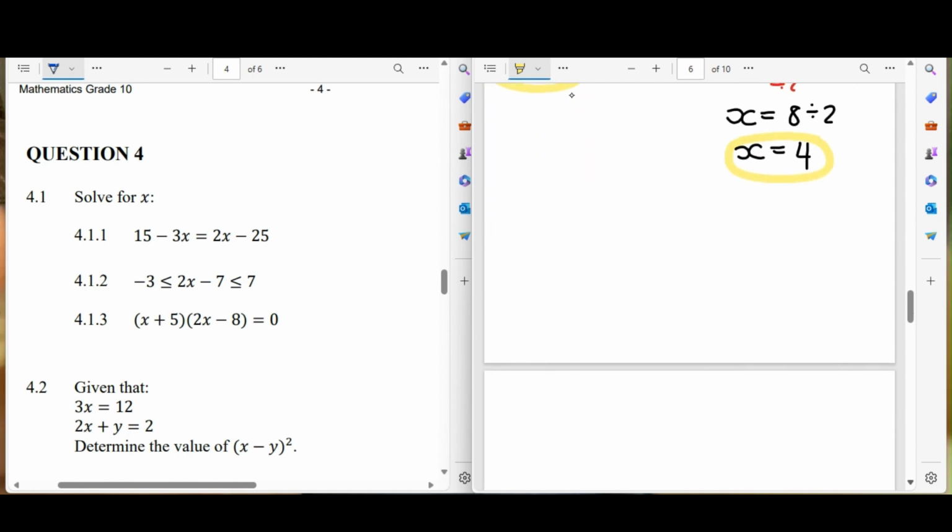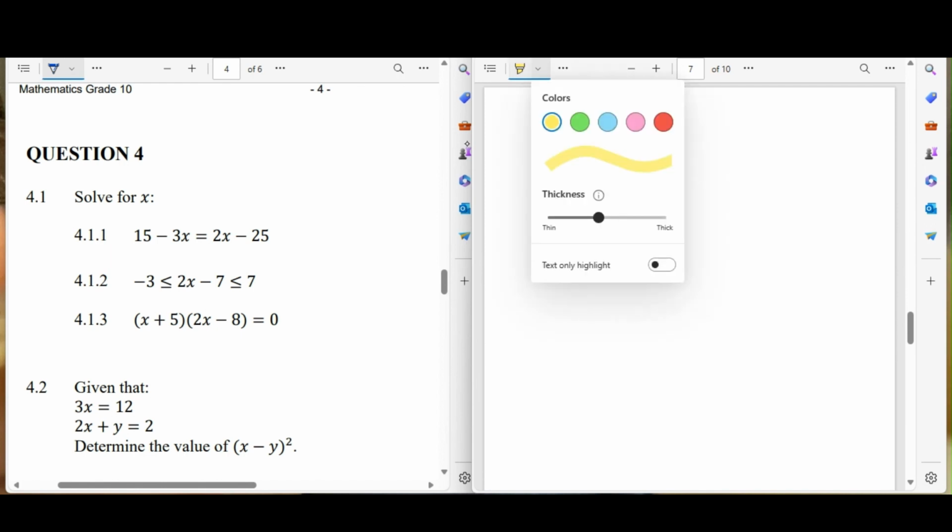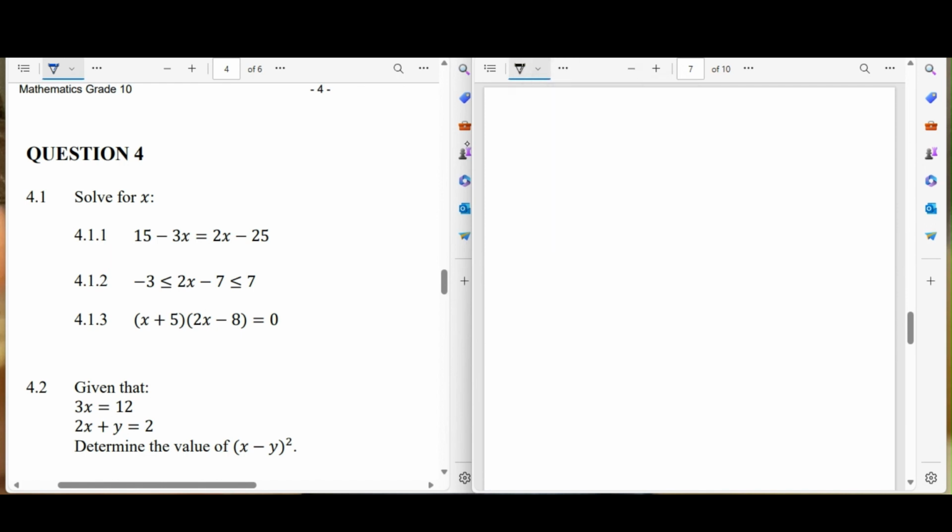Okay, question 4.2. So given, let's write down these given values quick. So 3x is equal to 12. And then the other one is 2x plus y is equal to 2. Okay, so these are kind of simultaneous equations. We've got two variables that we need to work out.